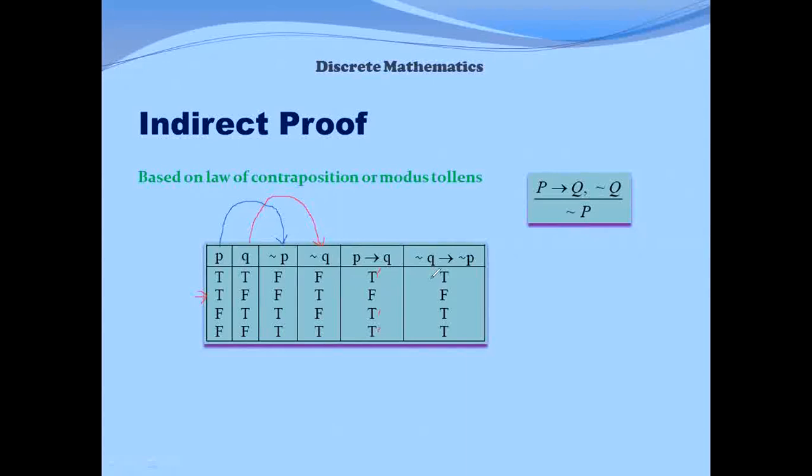Now we find not Q implies not P. Here not Q is the hypothesis and not P is the conclusion. So whenever not Q is true and not P is false, it will be false. Here not Q is true, that is the hypothesis, and not P is false. This will be false, and in all other cases it will be true. In this case it is true, but in this case it is false because the hypothesis is true and its conclusion is false.